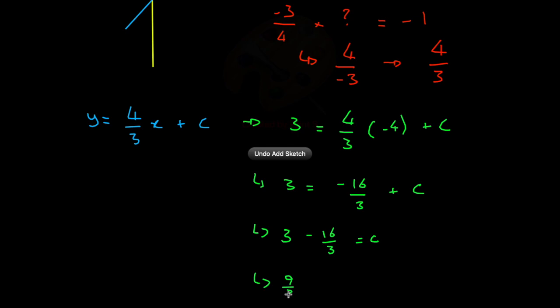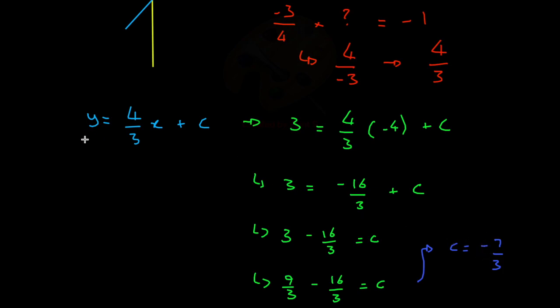Oops, let me do that again. 9/3 minus 16/3 is equal to c. Now 9 minus 16 is -7. So c is going to be -7/3.